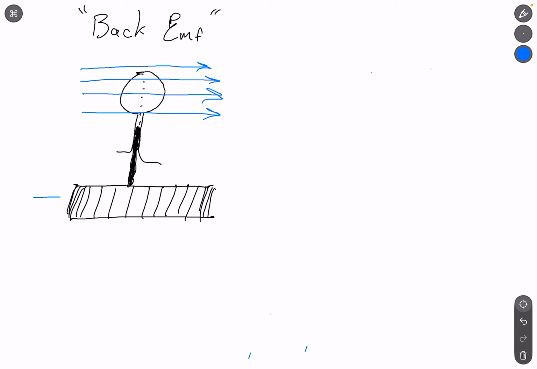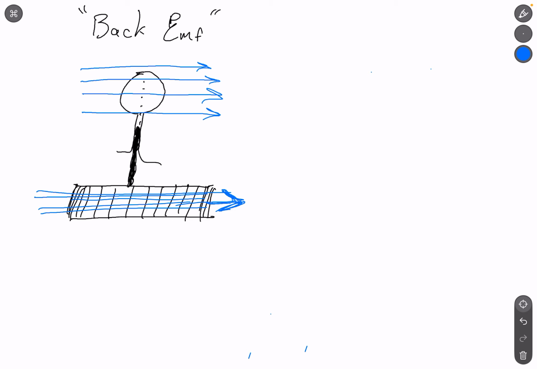So let's put water running this direction over the wheel, causing the wheel to spin. So it's going in this direction. That's causing the wheel to spin. That causes our little loop to spin inside this B field, and that generates a current, okay? Because we're just generating a current. That's what we want to do.